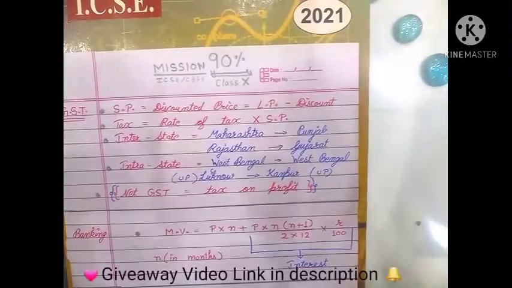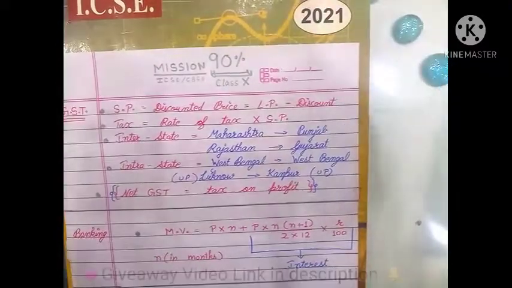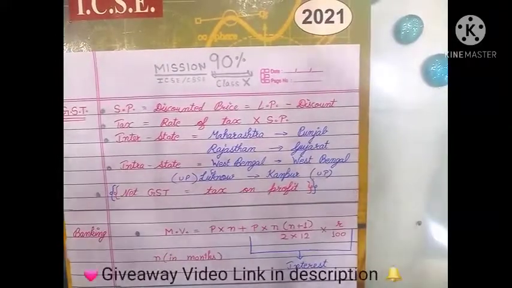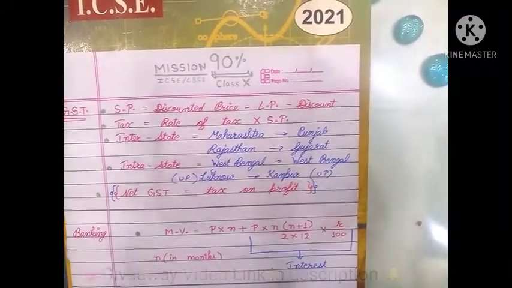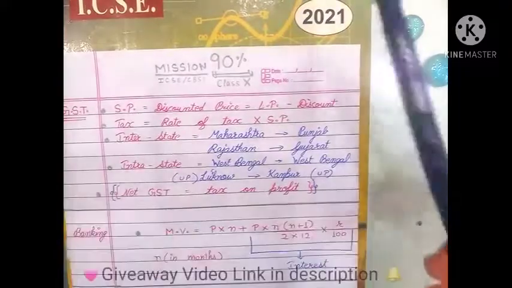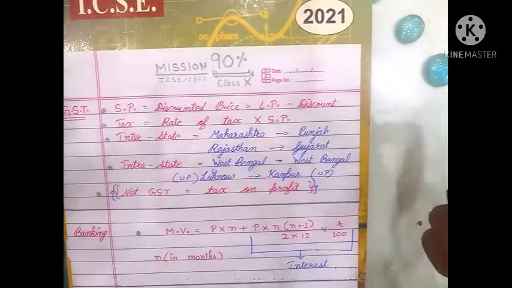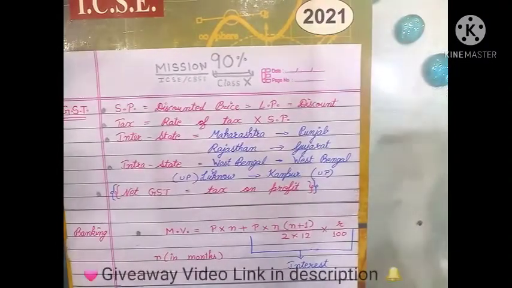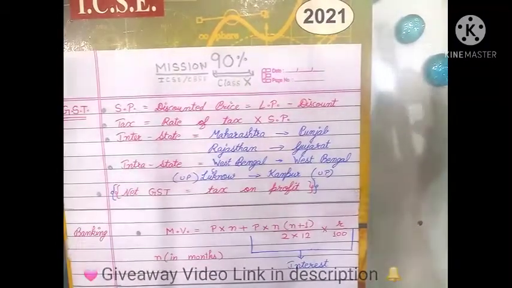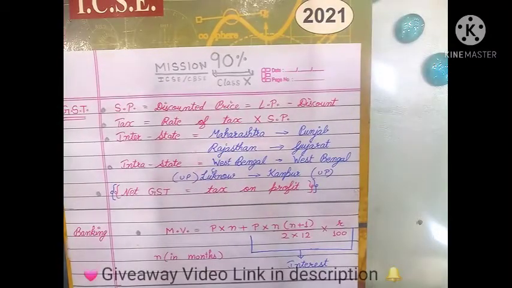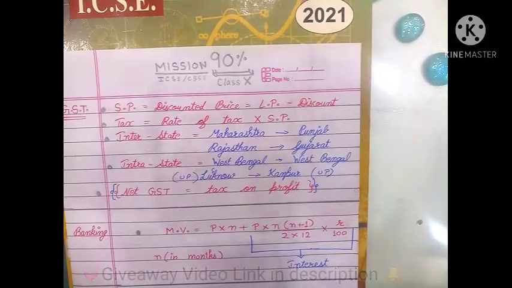First of all, there is interstate GST. What does that mean? That means that if you have bought goods, say a pen you have bought from Maharashtra, and you are selling that pen to Punjab, or you have bought something from Rajasthan and you are selling it in Gujarat. These are some examples of interstate. That means from one state to another is known as interstate GST.